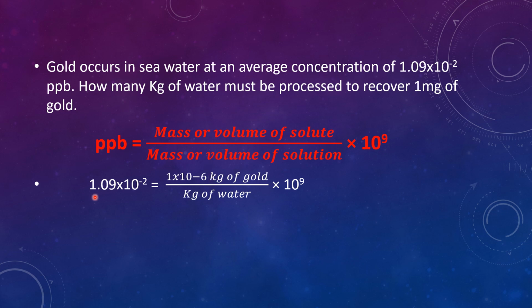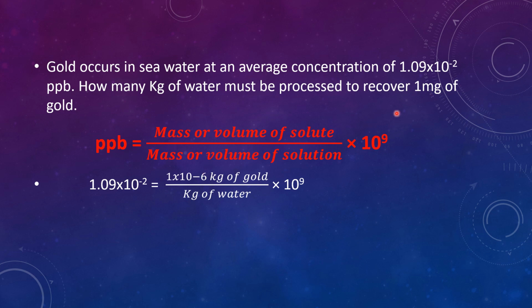Here the parts per billion concentration is given as 1.09 raised to the power minus 2. We will put the values in. The mass of the solute is 1 into 10 raised to the power minus 6. As it is 1 milligram, we will convert this. When we convert 1 milligram, we get 1 raised to the power minus 6 kilograms of the gold. And why have we converted from milligram to kilogram? Because the weight of the solution is given in kilogram. That is why we convert this milligram value into kilogram.